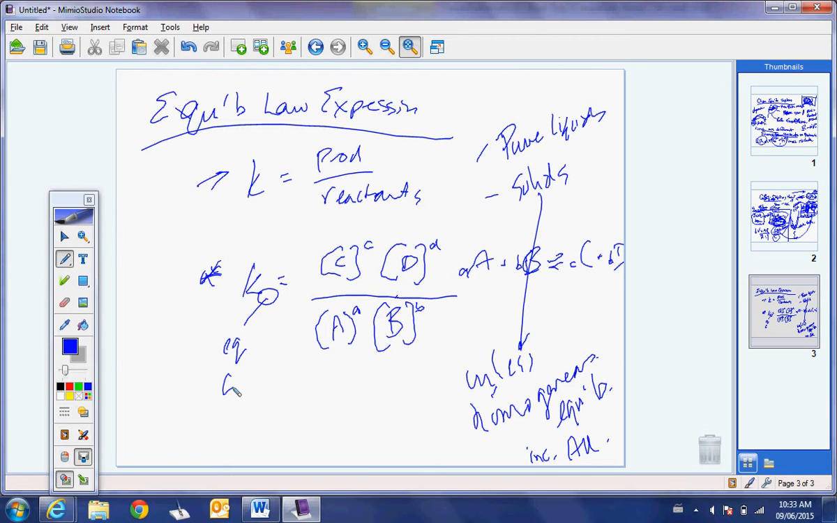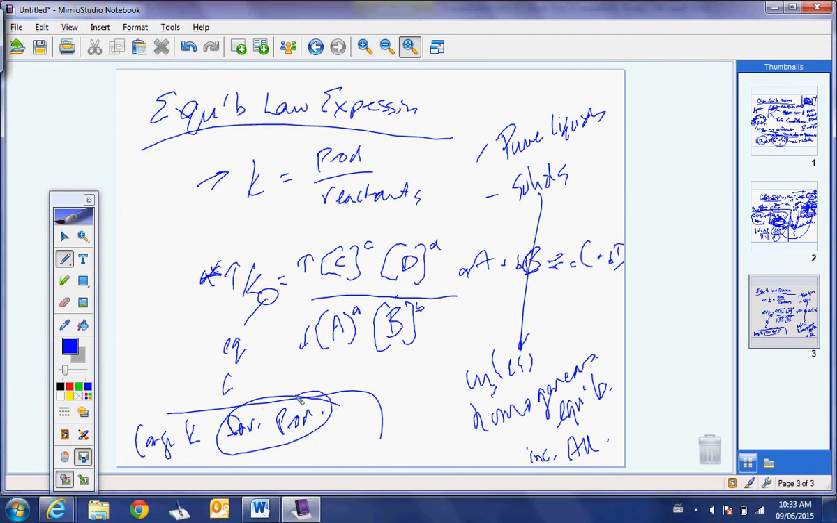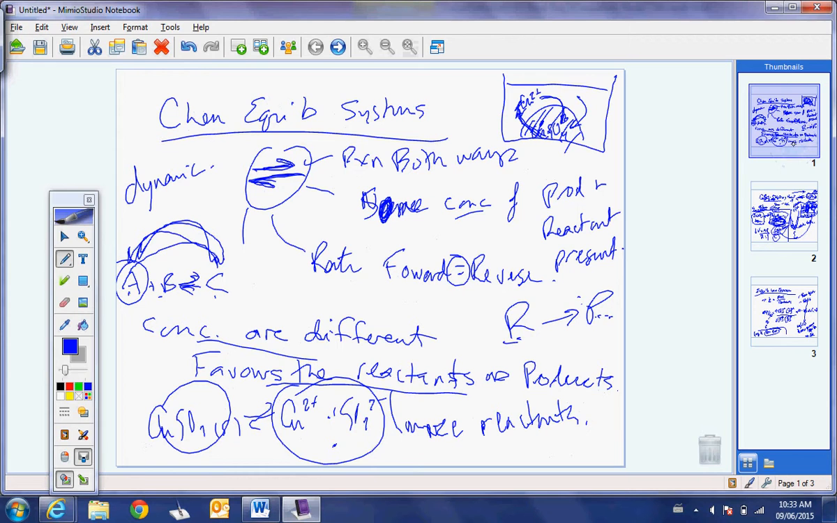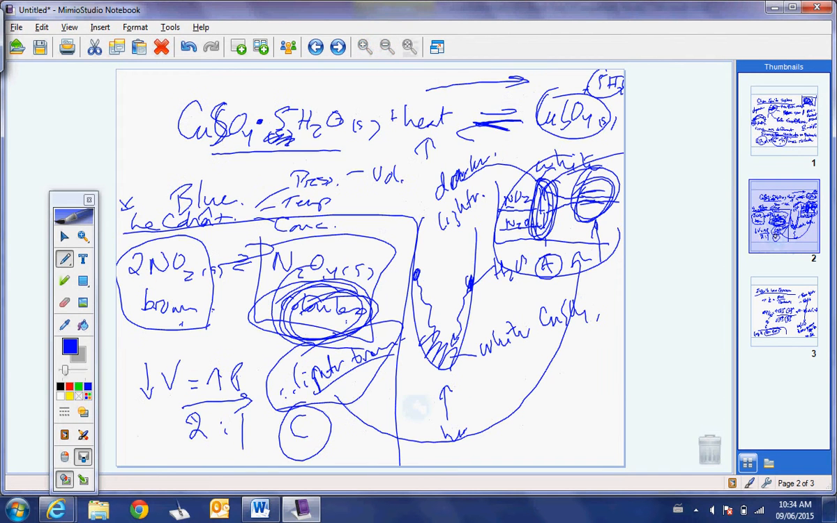I think at this point we should write down: if it's a large K value, then what? It favors the products, because this is big, so this must be big and that must be small. What does favoring the products mean? It favors the forward reaction. Ultimately, back to that first board, if it favors the products, I have more products than reactants in concentration. So my flask would be lighter brown and not darker brown. They could tie that into a colors question.